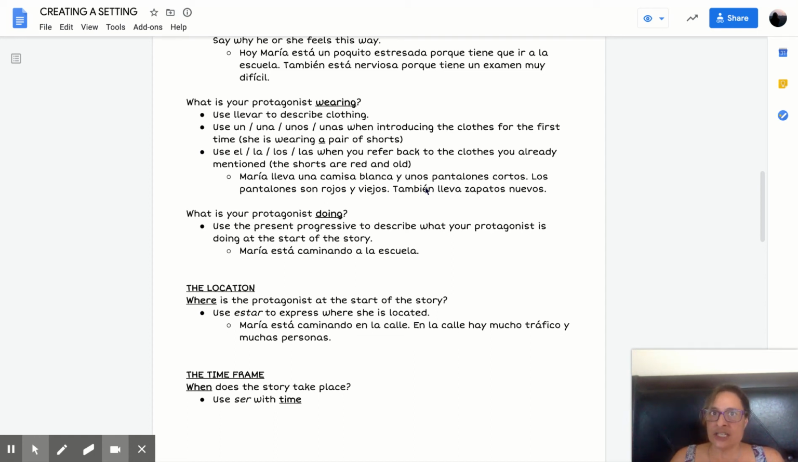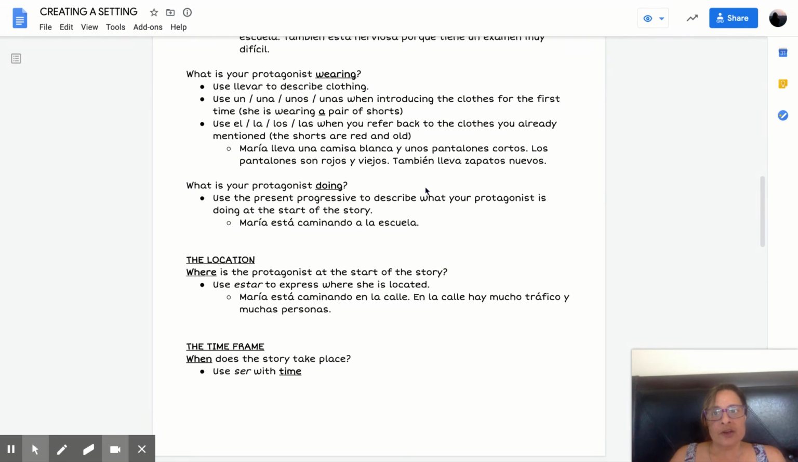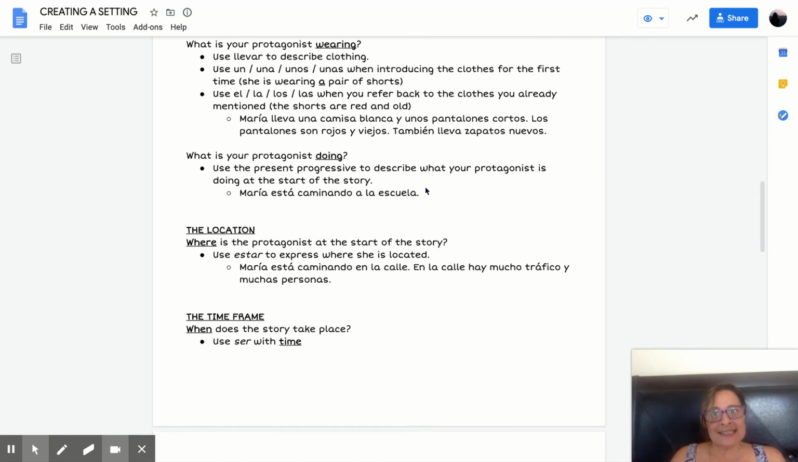So paying attention to your articles. If it is a jacket, it's una chaqueta. If it's the jacket, it's la chaqueta. So you're going to use a if it hasn't been mentioned before. You're going to use the when you're talking about something specific. So she is wearing a jacket. The jacket is red. Ella lleva una chaqueta. La chaqueta es roja.